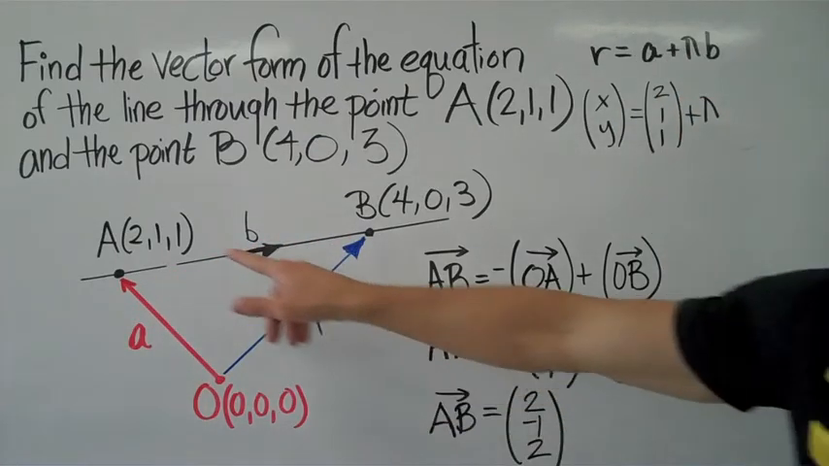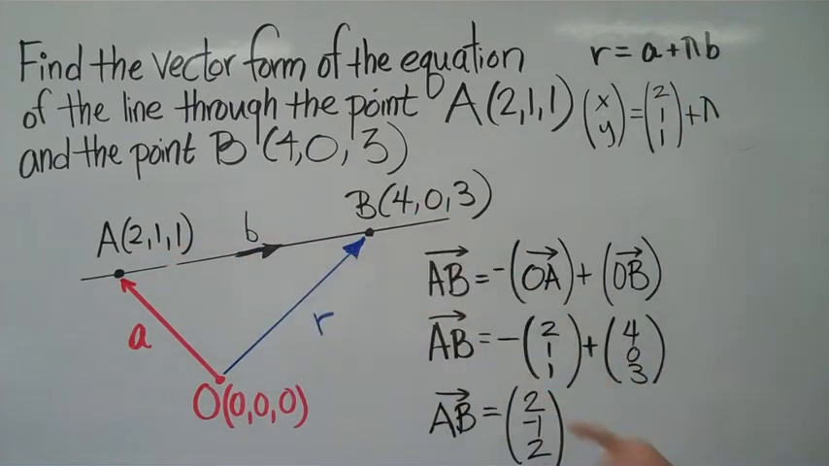Well, that's this vector. I could just call it vector b. Or I can look and say, well, to go from 2 to 4, I have to go plus 2. To go from 1 to 0, I have to go minus 1. To go from 1 to 3, I have to go plus 2. This is our directional vector, which is our b here. And so this will be lambda times, in 3 dimensions, (2, -1, 2). And there's our answer.